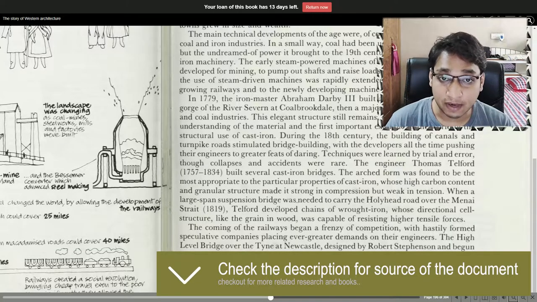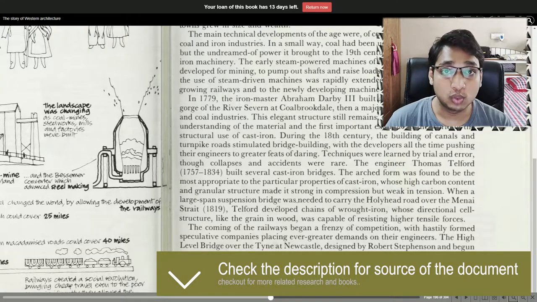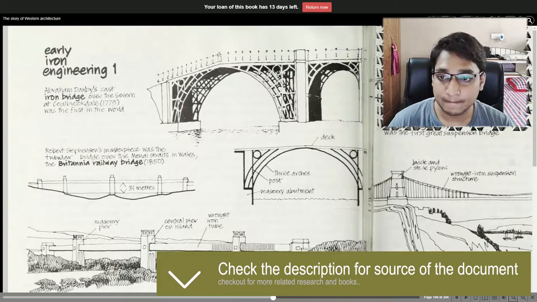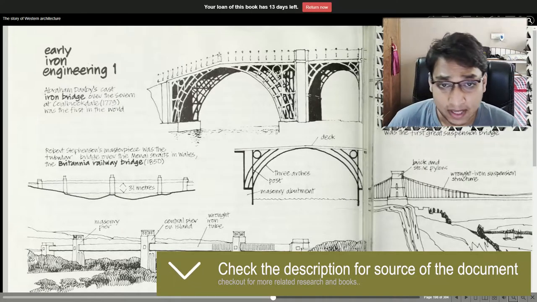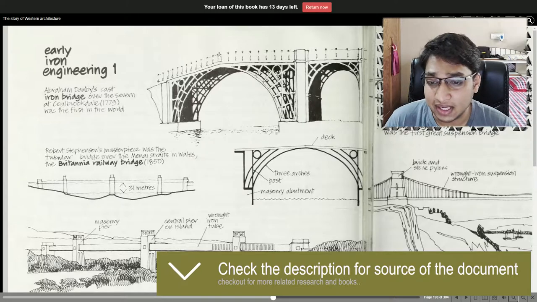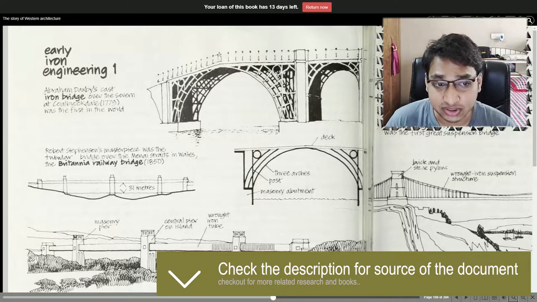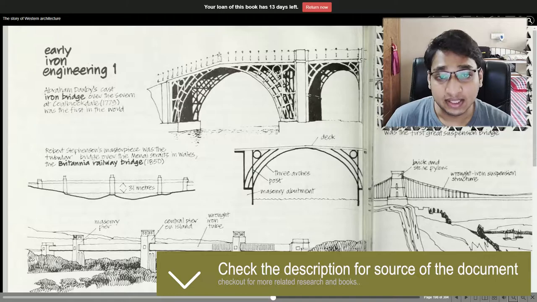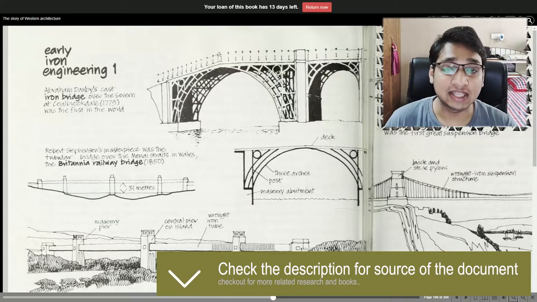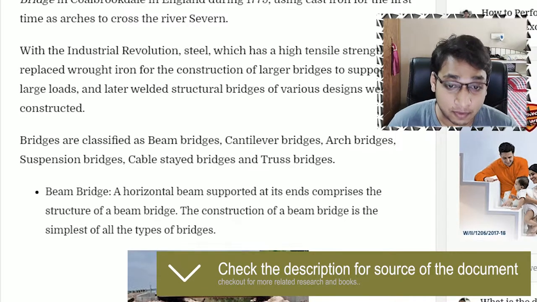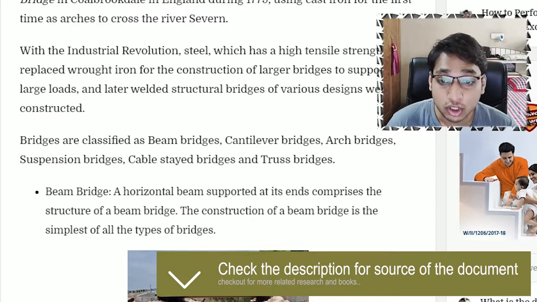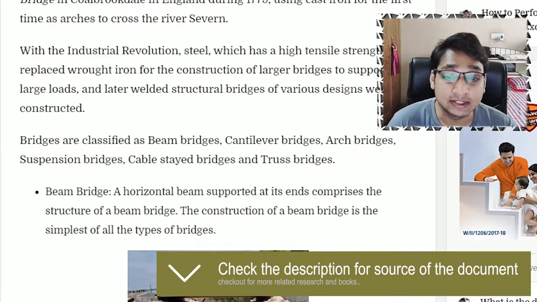After the introduction of iron, the possibilities opened. When early iron engineering took place after such a marvel, there were many different inventions, and many iterations of these bridges took place at that time. With the Industrial Revolution, steel, which has a high tensile strength, replaced wrought iron in the construction of larger bridges to support larger loads, and later welded structural bridges of various designs were constructed.